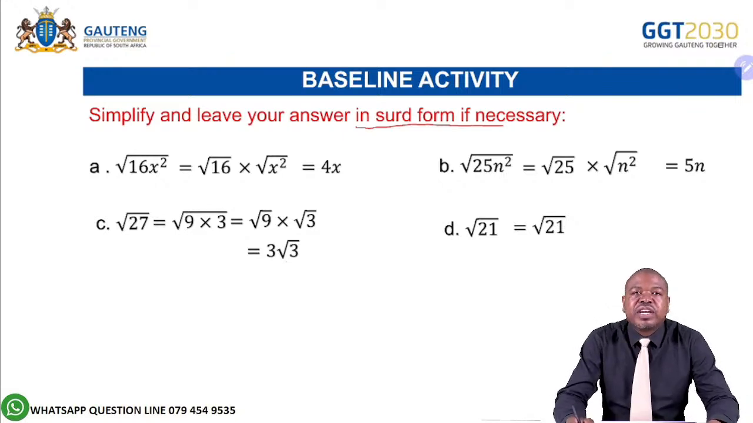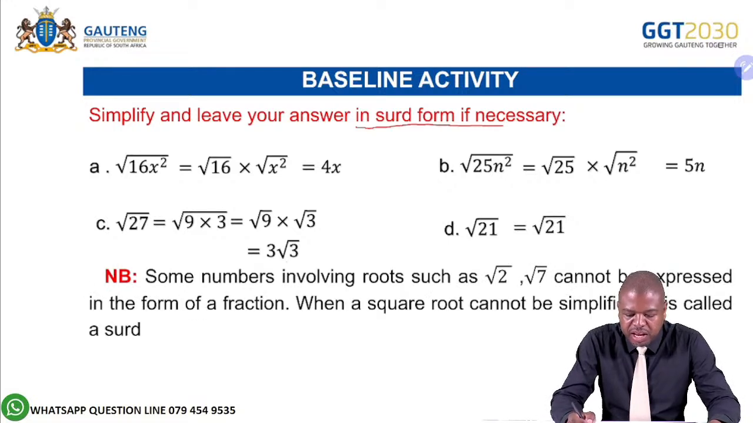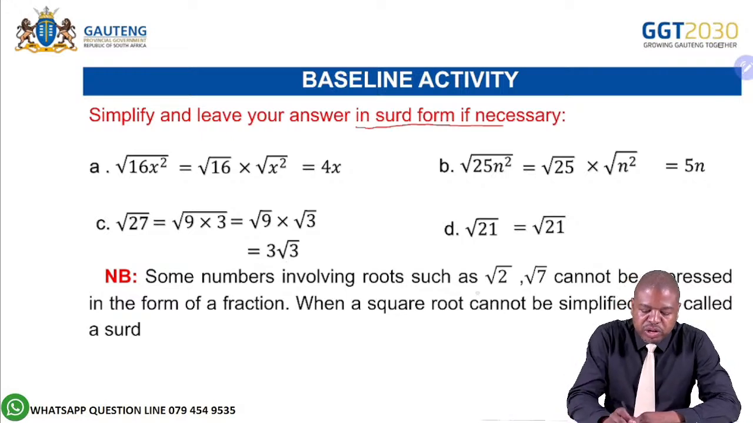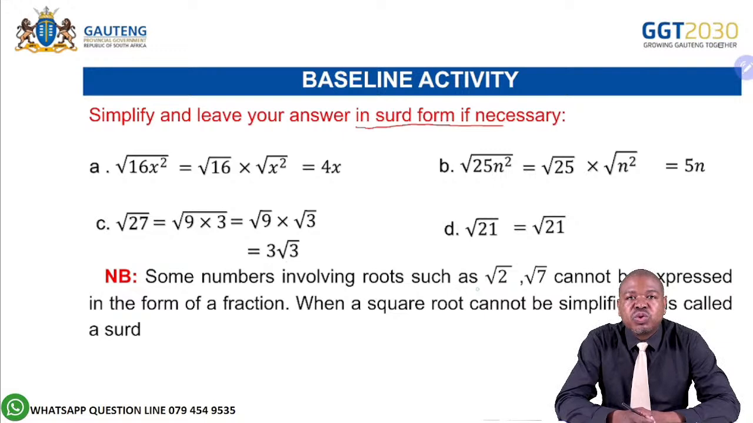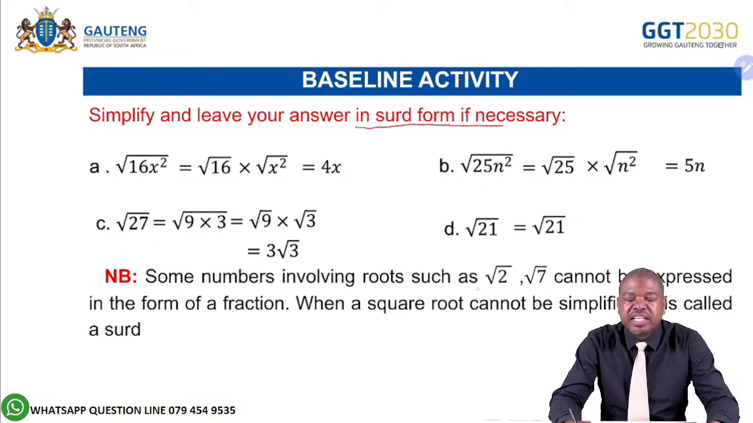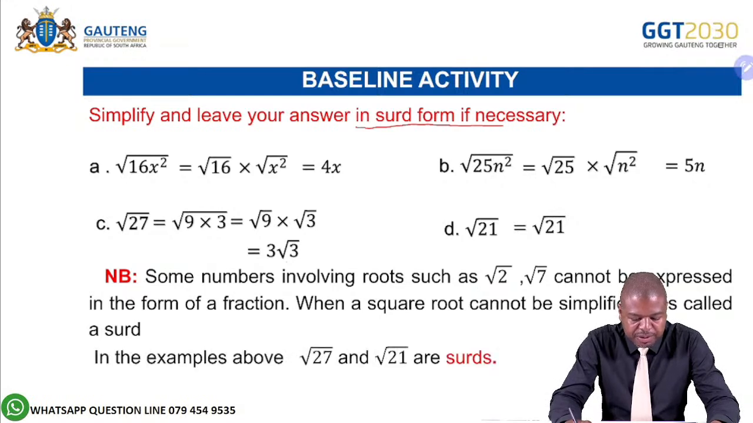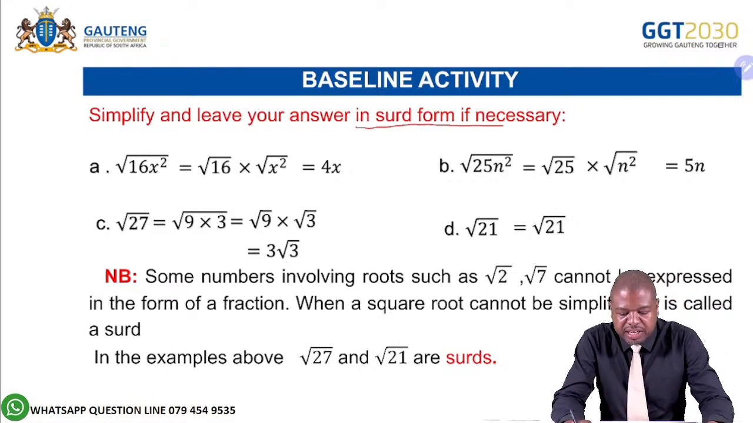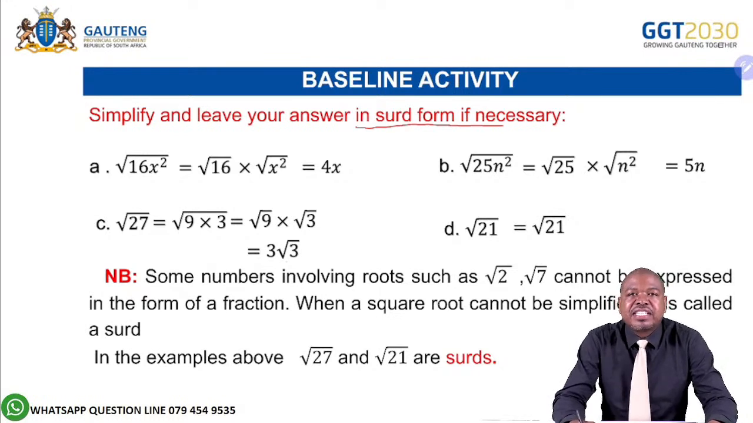So for those who need to write corrections, I'm going to give you a minute to do that. But let's just define what a surd is. Some numbers involving roots such as root 2 or root 7 cannot be expressed in the form of a fraction. When a square root cannot be simplified, it is called a surd. For example, root 27 and root 21 in our baseline activity, we express them as surds.